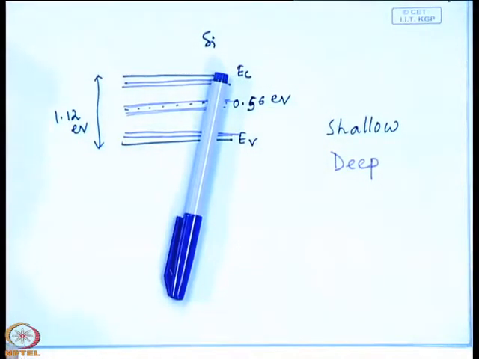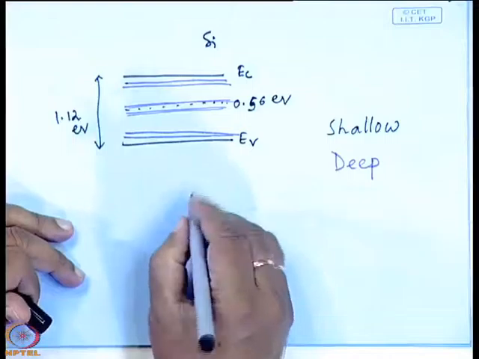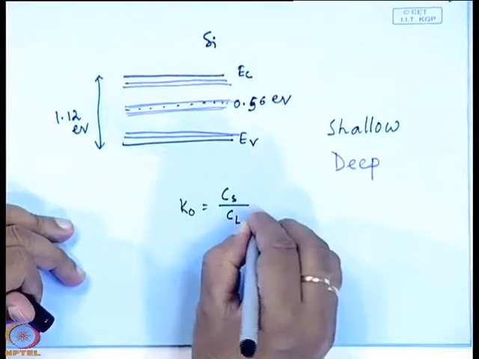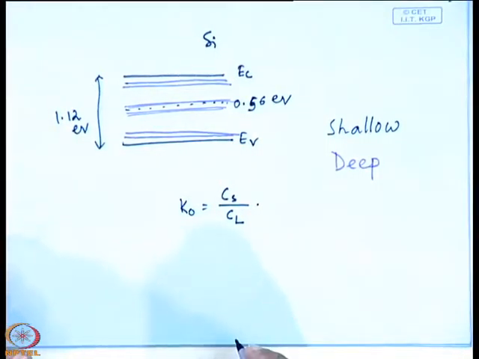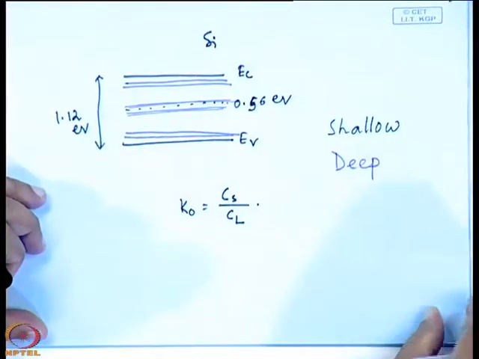Okay. So, you see that for silicon, copper and gold will give rise to deep levels, and they will not form either N type or P type conductivity in silicon. Now, this K 0 equals Cs by CL is known as the segregation coefficient. Now, let us do some small mathematics, very simple mathematics.